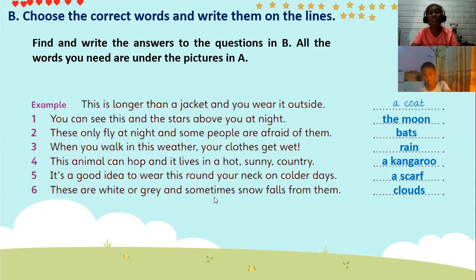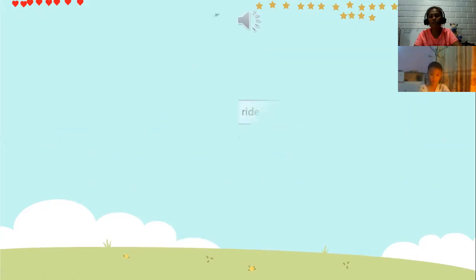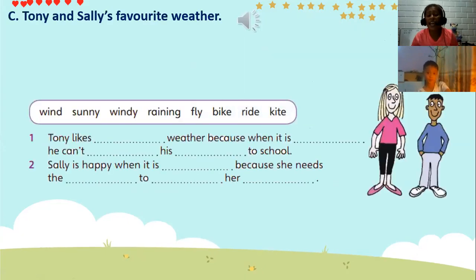Okay, do you understand this? Do you understand all? Yes. Okay, very good, Long. How many stars do you have right now? 1, 2, 3, 4, 5, 6, 7, 8, 9, 10, 11, 12, 13, 14, 15, 16, 17 stars! Wow, very good. And hearts, you have... Okay, next one. Okay, so... Tony and Sally's favorite weather. Okay, you need to listen carefully. And after that, Teacher Anne will ask you what's the answer. Okay? Yes. Okay, that's good. Okay, now, you listen.